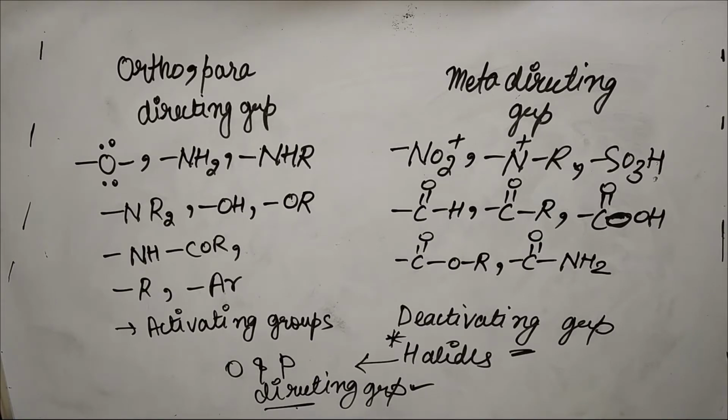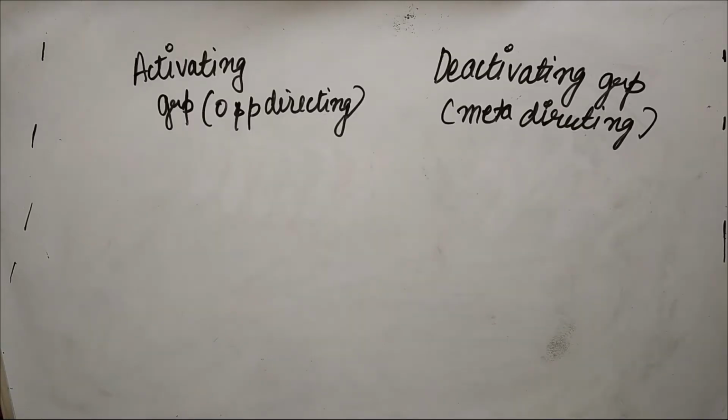While the remaining functional groups which are activating are ortho-para-directing, and those which are deactivating are meta-directing, except halides. So now let's see in detail about activating groups and deactivating groups, why some are called activating groups and why the other groups are called deactivating groups. We have already seen examples of ortho-para or activating groups and meta-directing or deactivating groups.